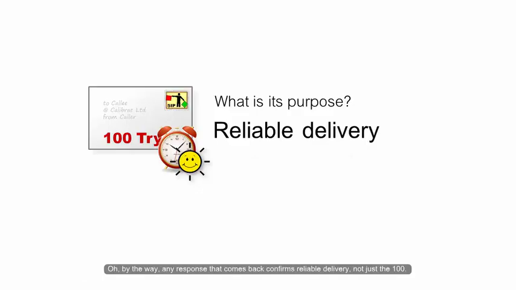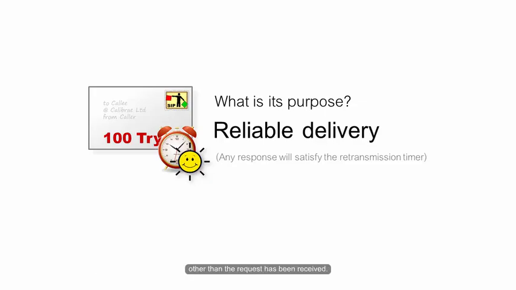Oh, by the way, any response that comes back confirms reliable delivery, not just the 100. The thing is, the 100 trying is used where there's nothing else yet to report about the fulfillment of a request, other than simply the request has been received.